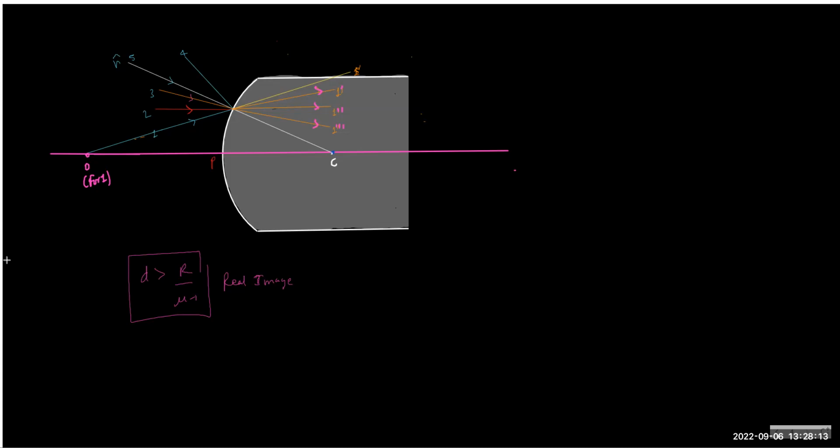So when the object is real, there are two possibilities. The image may be real and virtual. But if the object is virtual, the image is bound to be real. Do you realize this?